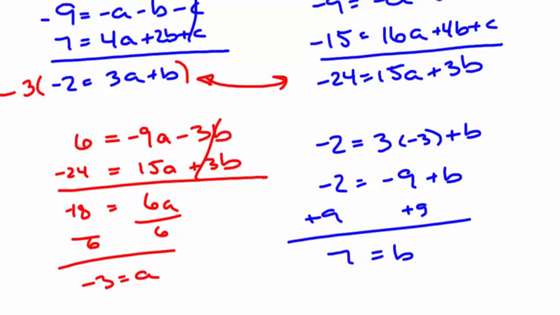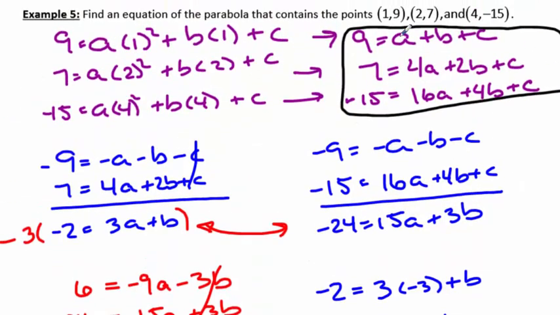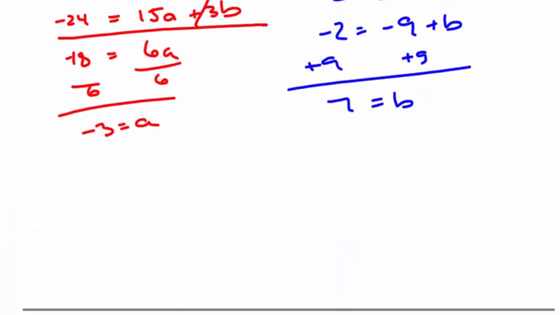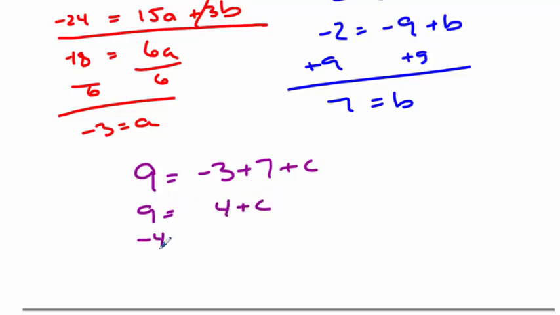Okay. Last, I need the value of c. Use any of the equations that have a, b, and c. Let's go ahead and use the top one. 9 equals a plus b plus c. If 9 equals a plus b plus c, 9 equals negative 3 plus 7 plus c. So 9 equals 4 plus c, and if I subtract 4 from both sides, I'm going to find that c has to be equal to 5.